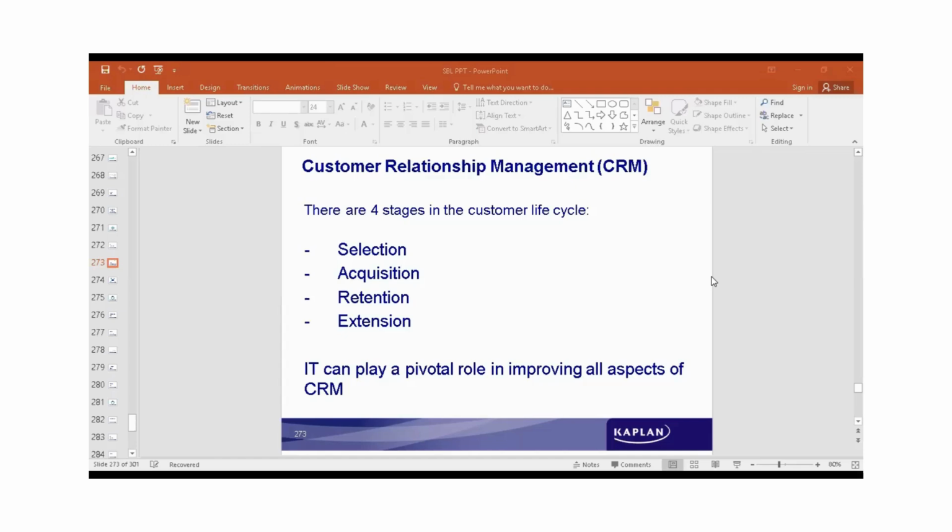Now, IT can play a very important role in improving all aspects of CRM. Okay, so that's about customer relationship management.